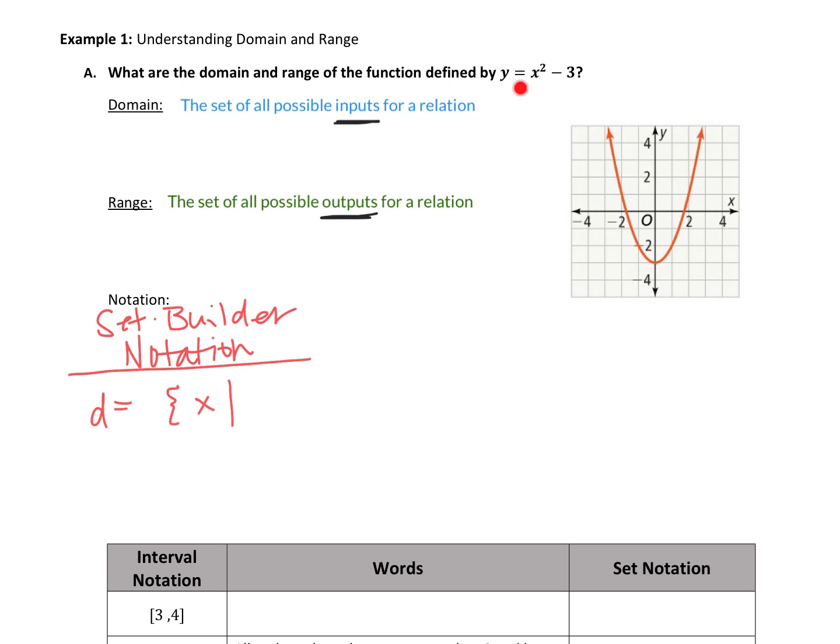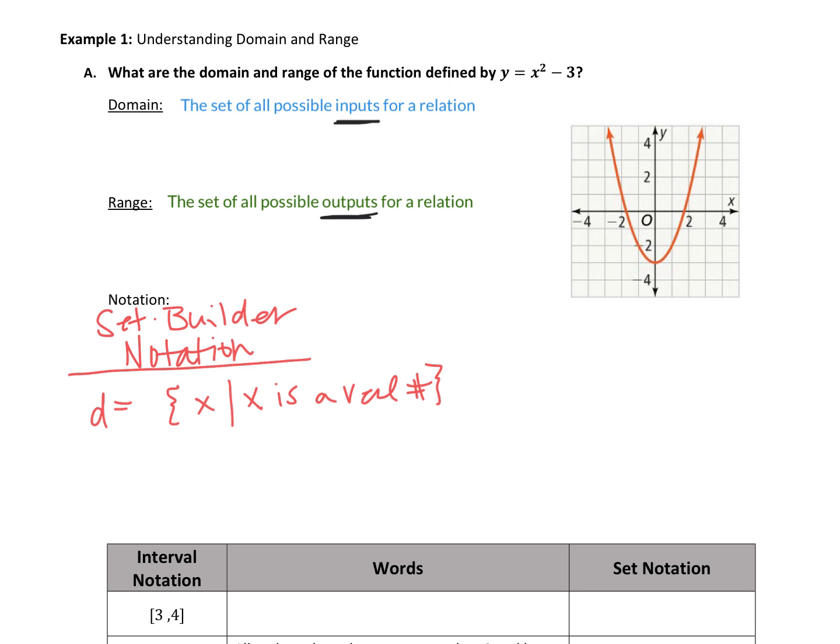So in this case, what is our domain? What kind of numbers can you square? What would our inputs be? Can you square positive numbers? Yep. Can you square 0? You can. Can you square negative numbers? You can. So basically our domain is going to be all of the real numbers. So we're just going to say the domain is the set of all x such that x is a real number. That should say real, and I'm going to just abbreviate number.